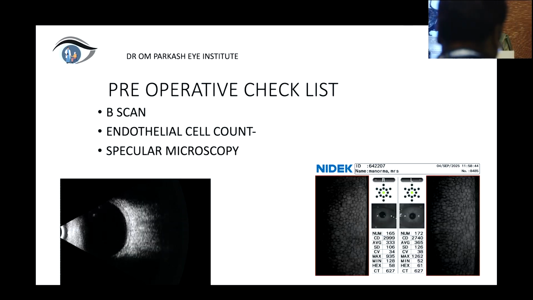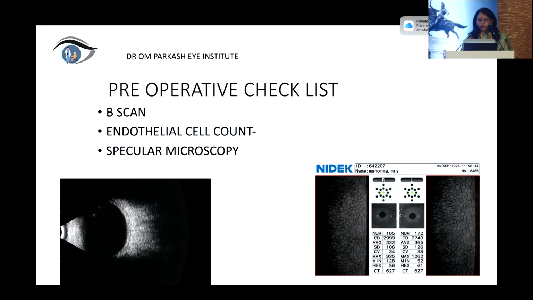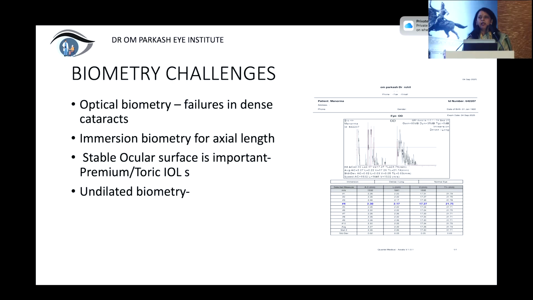This is the checklist. Do a B scan. The endothelial cell count is important. And then what are the biometry challenges? Optical biometry failures are high in these cases. So we need to use immersion biometry for calculating the axial length.